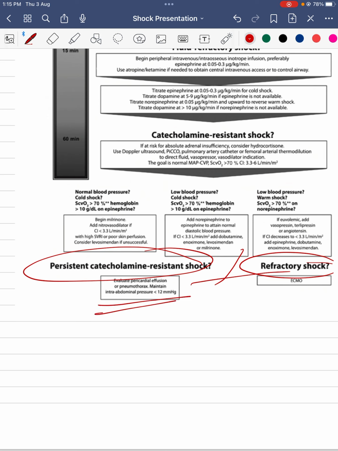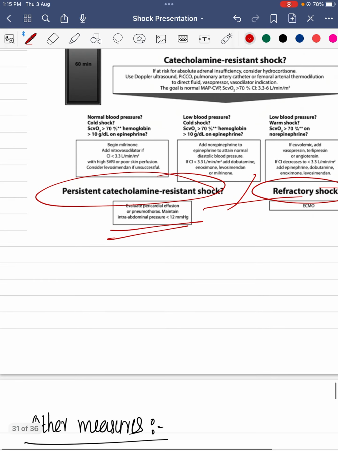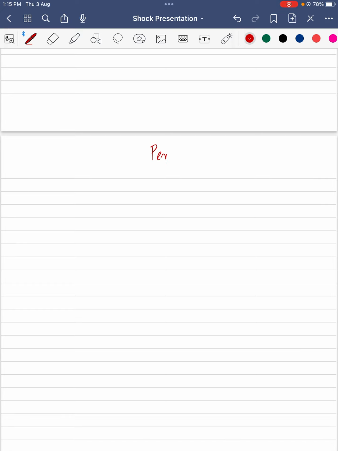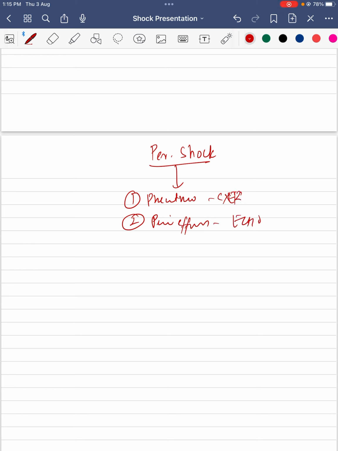Clear this much? So now let us see. Persistent catecholamine shock, what to think? First, rule out any pressure in the abdomen or thorax, like pneumothorax. It is a condition which will reduce the cardiac output. Also pericardial effusion. So what to do? Do an echo, chest X-ray, and look for whether the etiology treatment is adequate or not.